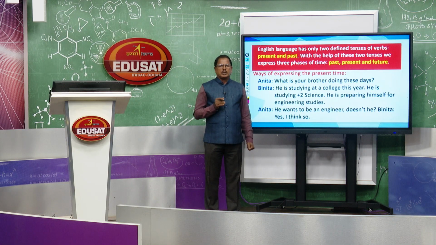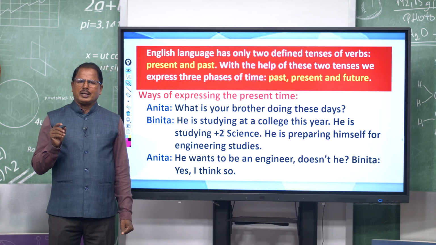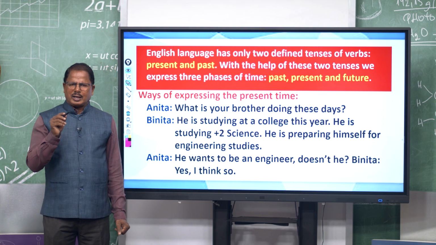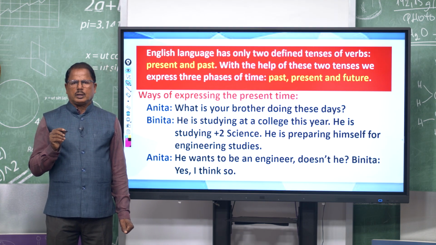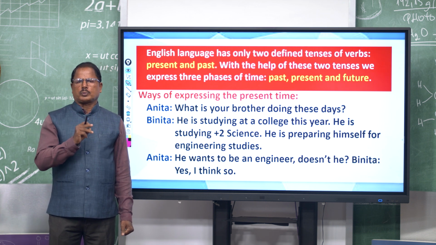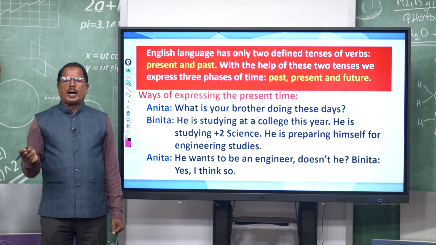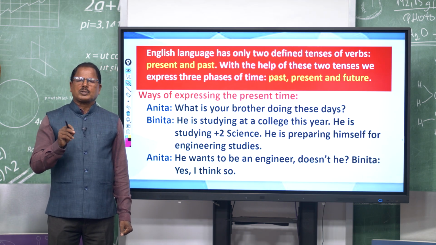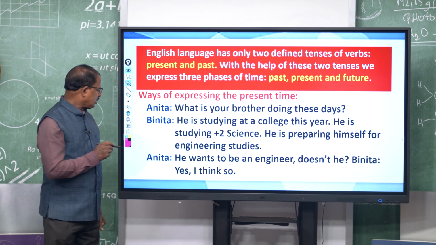And you see, he wants to be an engineer, wants. So, want is the present simple form, right. S has been added because of the third person singular number he, and there is studying, is doing, is preparing, these are in progressive form. So, we have two forms, one form is present simple, another form is present progressive. These two forms are used to talk about present time, right.